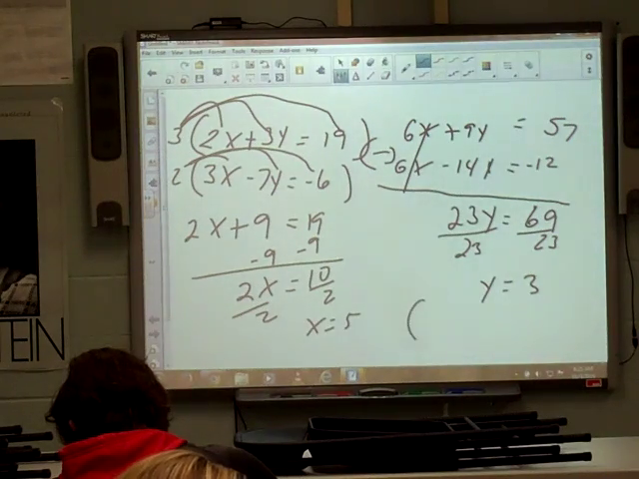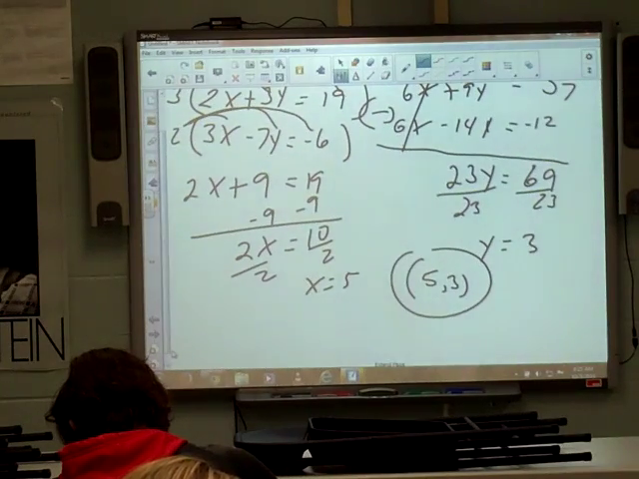So don't forget to write it as your ordered pair, because that is a point where the 2 lines would intersect. Woohoo!